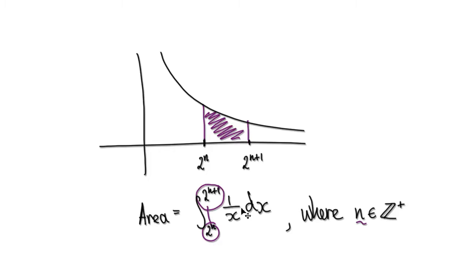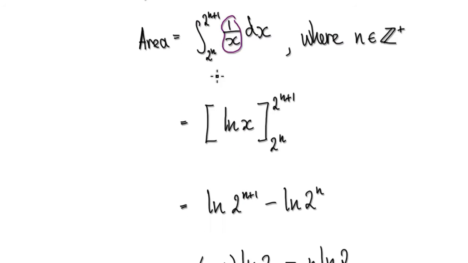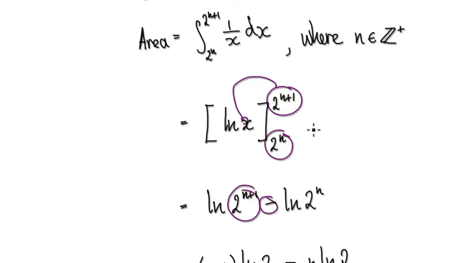Now if you integrate this, it will give you natural log of x, and you're integrating from 2 to the power of n to 2 to the power of n plus 1. So now you can put this whole thing into here. That will give you this, and then you take away, put this whole thing into here. That will give you this.